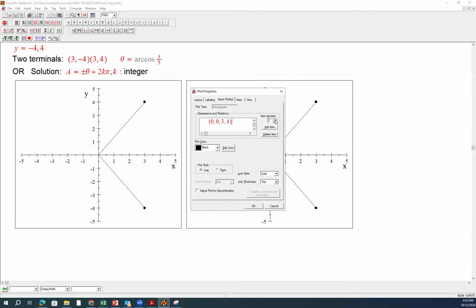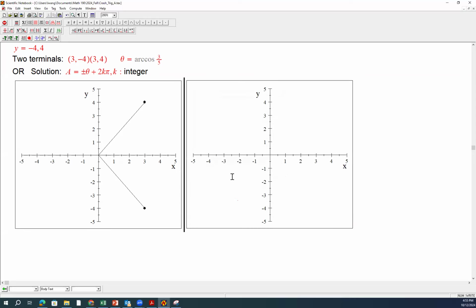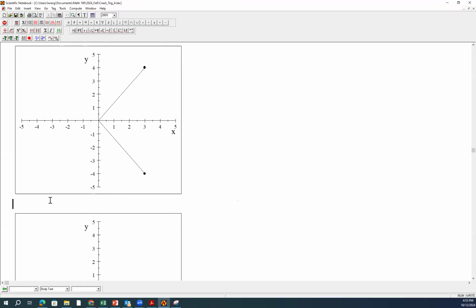To remove a bunch of points. Okay, delete. Keep this one. Okay. So what about arc cosine?